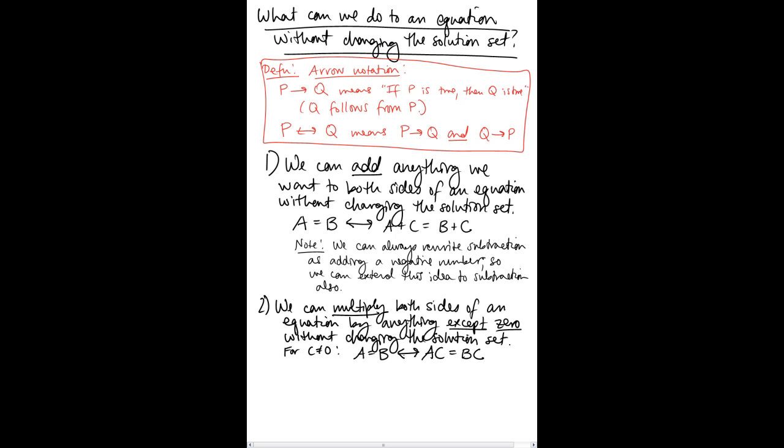Notice, if you multiplied both sides of an equation by 0, how would it change the solution set? Well, if you multiplied both sides of the equation by 0, then anything you plug into the equation would make it true, because you would just end up with 0 equals 0. And 0 equals 0 is always true, no matter what values you plugged in for any variables. So we do have to be careful that c isn't equal to 0 when we do our multiplication. Otherwise, it will change the solution set.